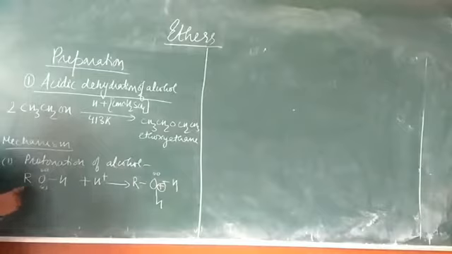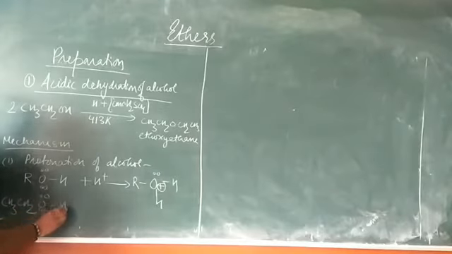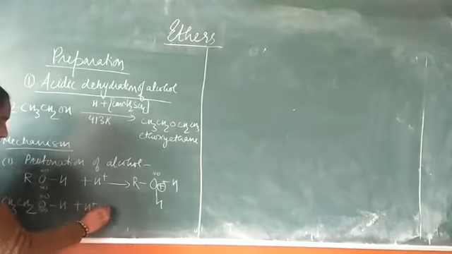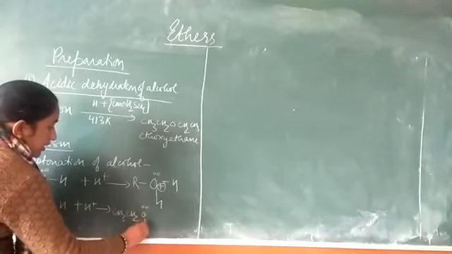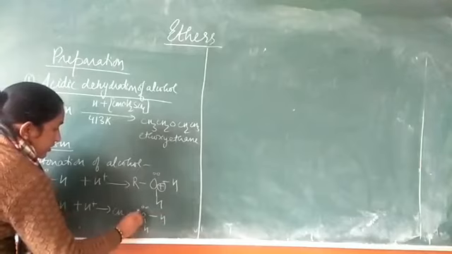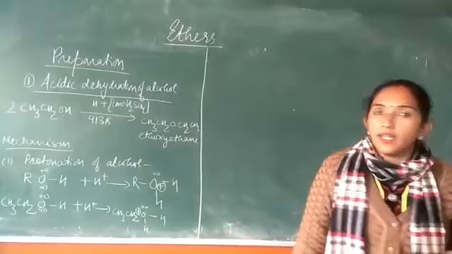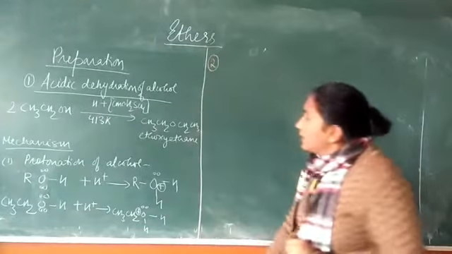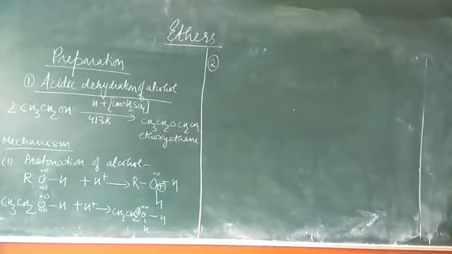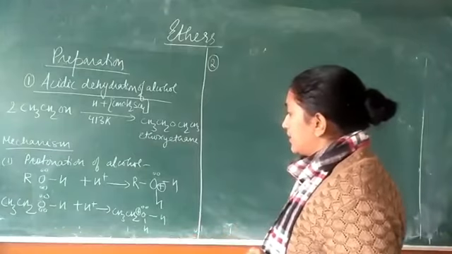Now let us replace this R with an alkyl group. It will be CH3CH2. So it is OH plus H positive. We get CH3CH2O with H, and this oxygen is getting a positive charge. So it is known, student, as ethyl oxonium ion. Now student, the second step is the removal of water from here.